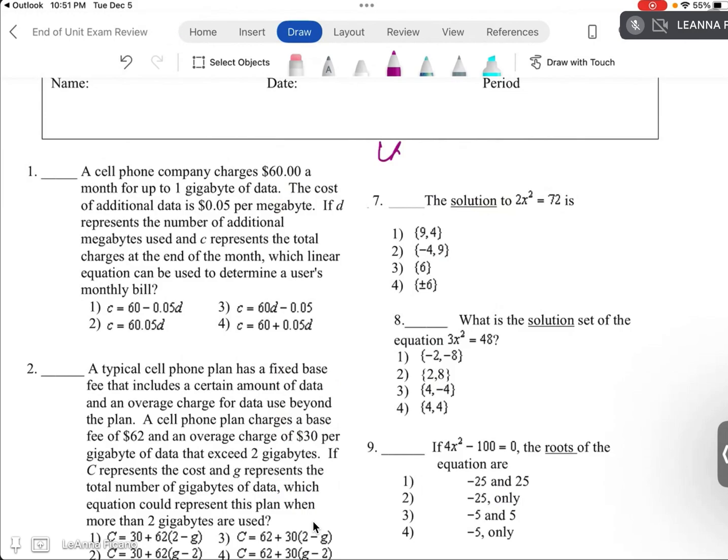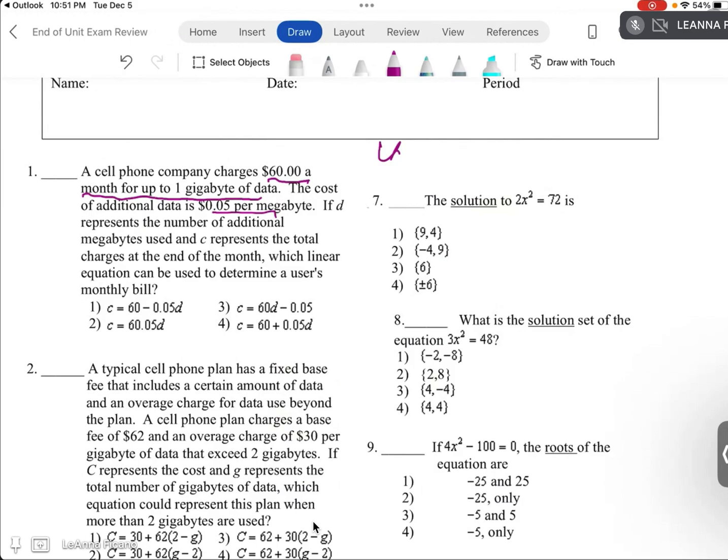A cell phone company charges $60 a month for up to 1 gigabyte of data. The cost of additional data is 5 cents per megabyte. If D represents the number of additional megabytes used and C represents the total charges at the end of the month, which linear equation can be used to determine a user's monthly bill?